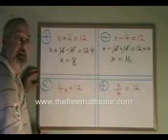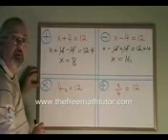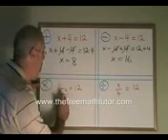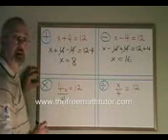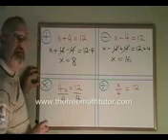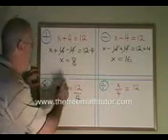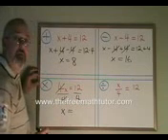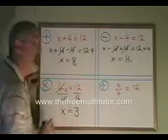Multiplication. Here the x is being multiplied by a 4, and the opposite of multiplication is division, so I have to divide that side by a 4. But if I'm going to divide the left side by a 4, I also have to divide the right side by a 4. These cancel. My x is isolated and is equal to 12 divided by 4, which is 3. I have my answer.